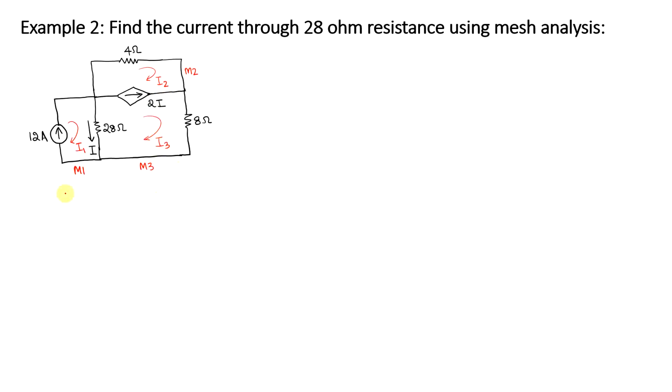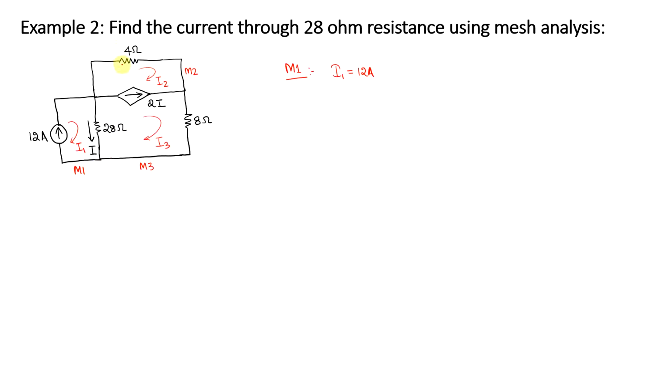So from the 12 amps current source that is available to us, I can write from mesh 1 the current I1 to be equal to 12 amps. It is plus 12 amps because the current I1 is in sync with the current source. So the direction of the current source and the mesh current is the same, so I can directly write this as plus 12 amps.